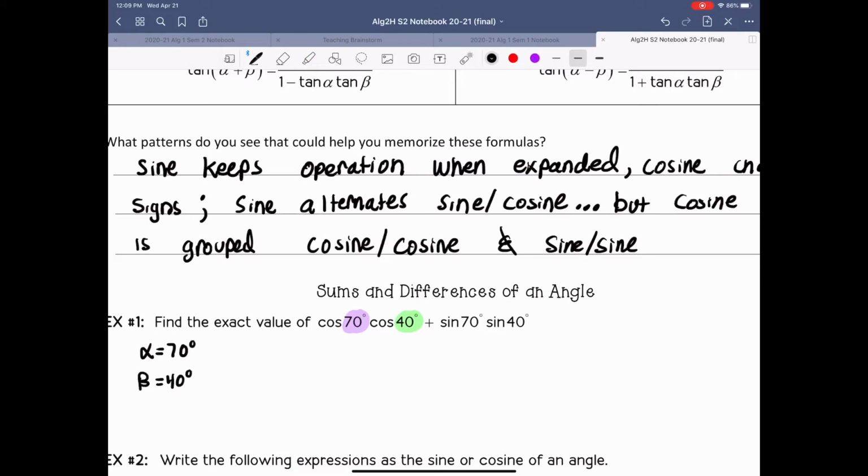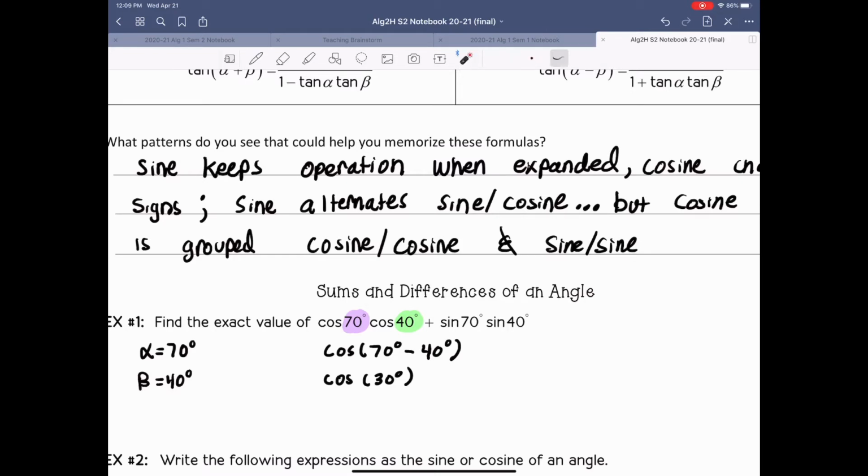Now, like I said before, the formula that this setup aligns to is the cosine of alpha minus beta. So I could rewrite this as the cosine of alpha, 70 degrees, minus beta, 40 degrees. Now, if I simplify the inside of these parentheses, 70 minus 40 gives me the cosine of 30 degrees, right? And I know what the cosine of 30 degrees is because that's one of those special angles on the unit circle.